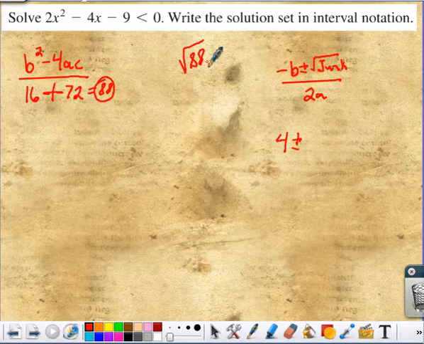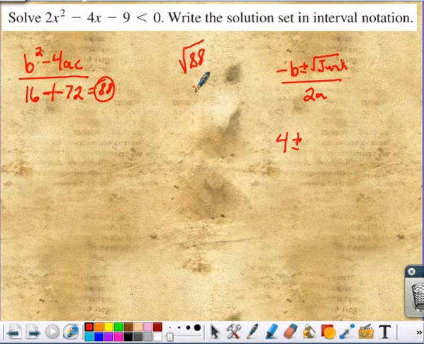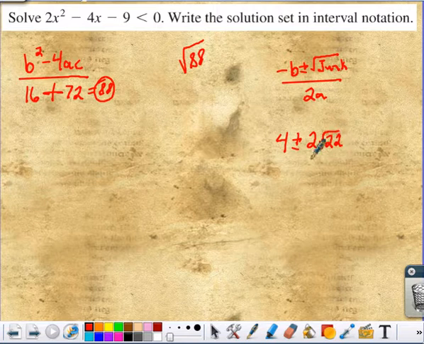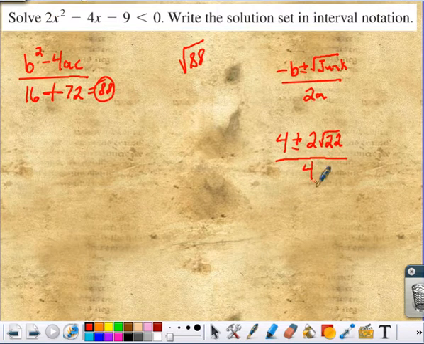Square root of 88. What can I break? My perfect roots. 4, 9, 16, 25. Which of those numbers is located in 88? 4. We're going to split it into the square root of 4 times something. Let's split it into the square root of 4 times the square root of 22. Everybody good with that? And I have no idea anything that's in 22, so that's as far as that'll simplify. Over 2 times a, and a was 2, so 2 times 2 is 4.